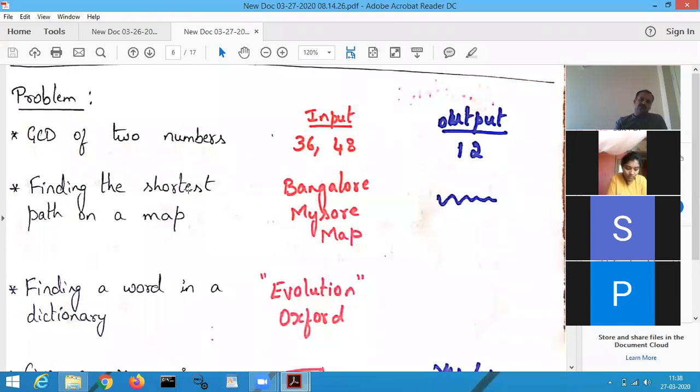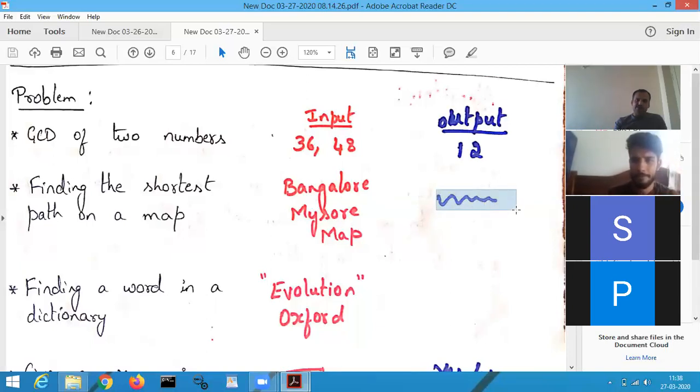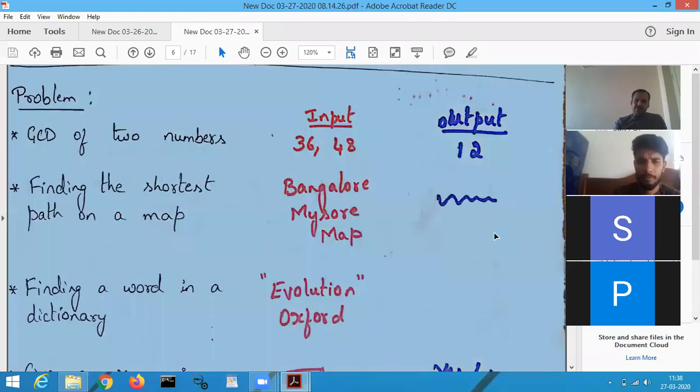Similarly, assume that I want to find the shortest path on a map from the source Bangalore to the destination Mysore. For the problem of finding the shortest path on a map, the input is Bangalore, Mysore, and some atlas map that you are going to refer. Then what is the output we are expecting? The output is the actual shortest path that you obtain after looking at the map.